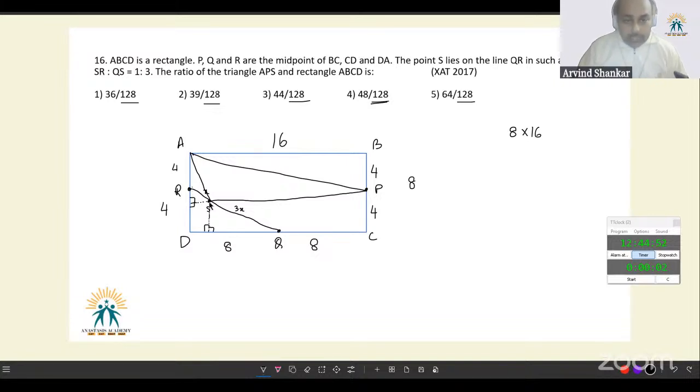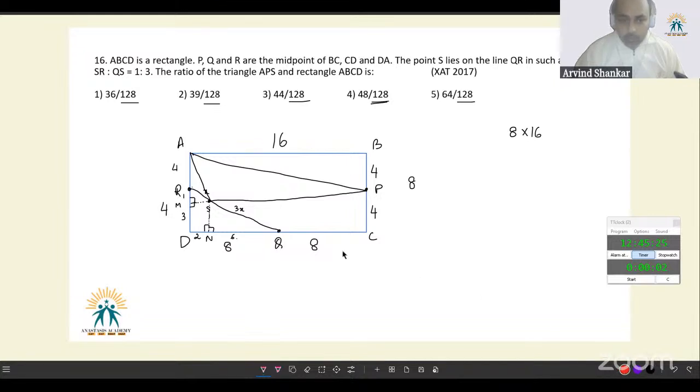If RS to SQ is 1 to 3, then let's call this point N, let's call this point M. If RS to SQ is 1 to 3, then DN to NQ will also be 1 to 3. So I can get this length as 2, this length as 6. Similarly, RM to MD should also be 1 to 3. So this length is 1, this length is 3.